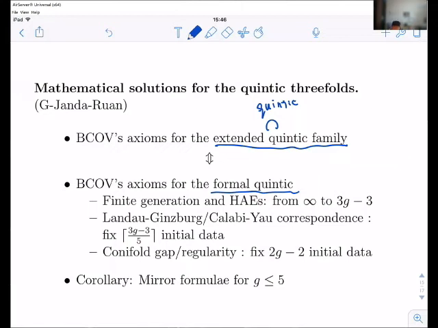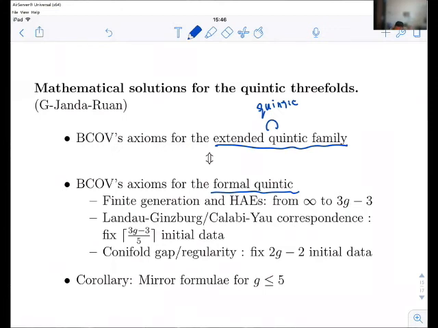So roughly speaking, this is an equivalent theory. You can do the localization formula, and in principle, you can compute all these invariants. Not like the quintic, where even for higher genus we cannot compute them, even for the physicists. And then we found that this extended quintic family is related to the formal quintic if we prove the following three, in fact four, properties.